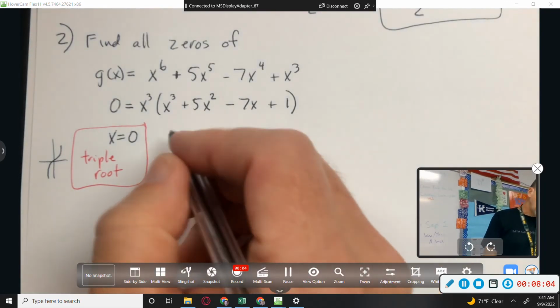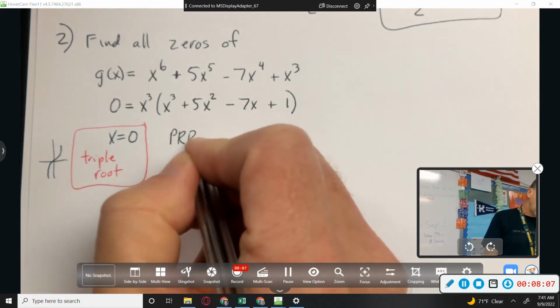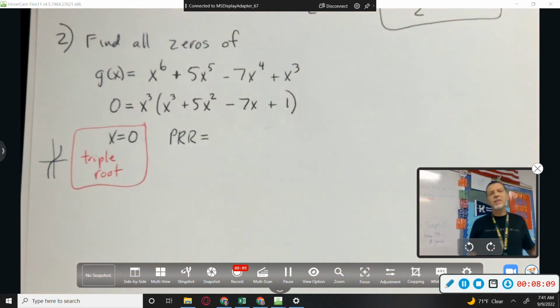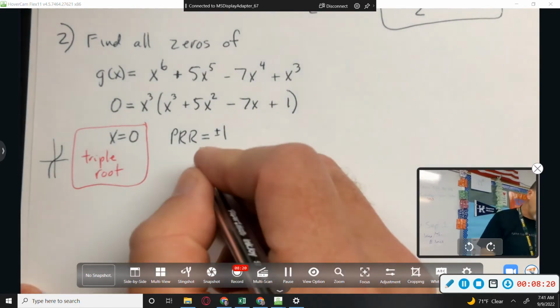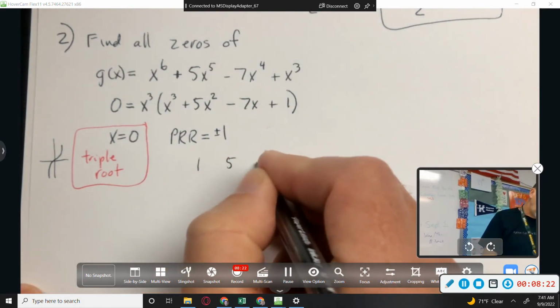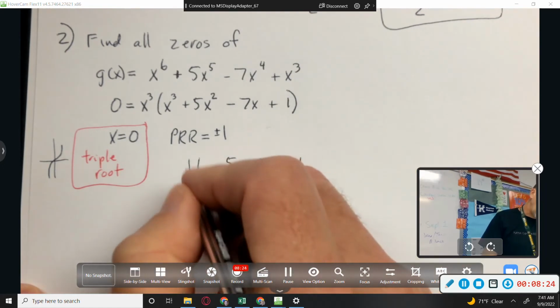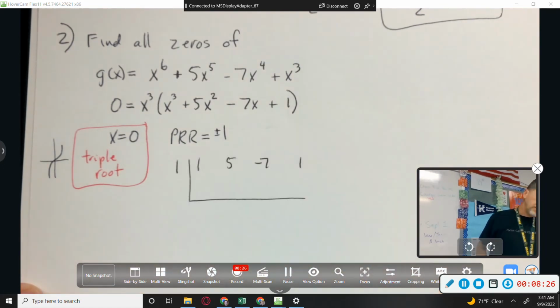We got to guess the rest. But this is a nice one in terms of what are the possible rational roots of this one? 1. Well, I hope one of those works because that's all we got. 1, 5, negative 7, and 1. So let's try the positive one, see what happens.